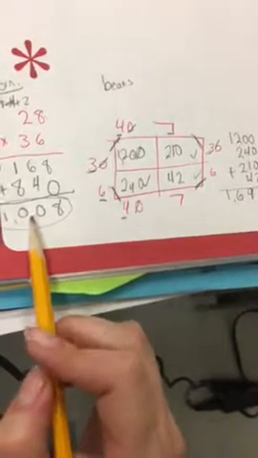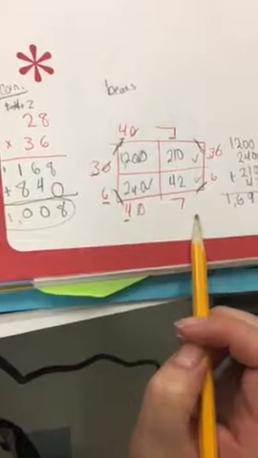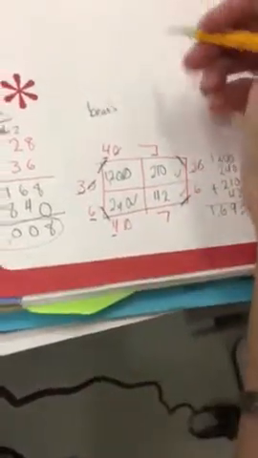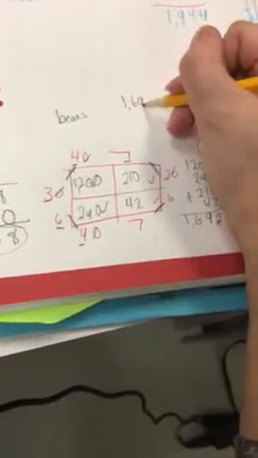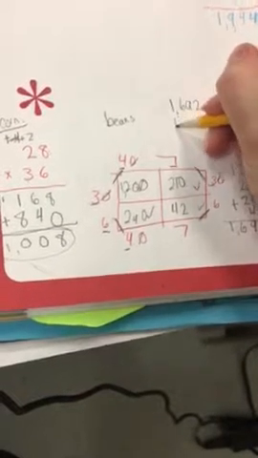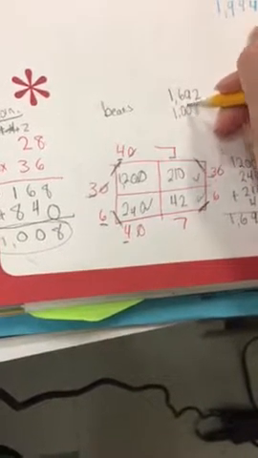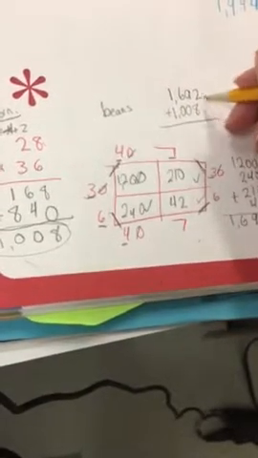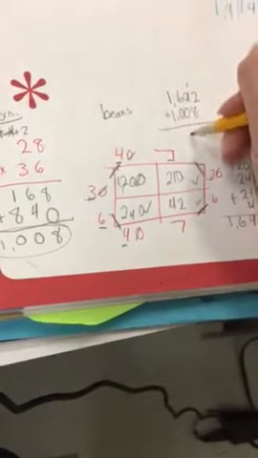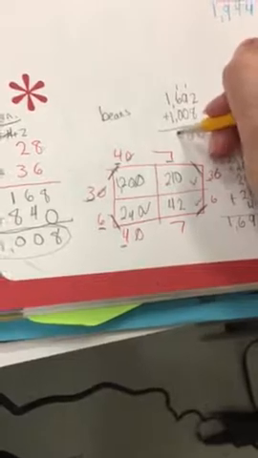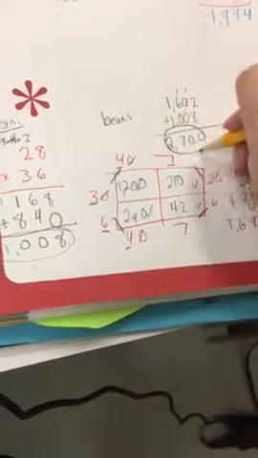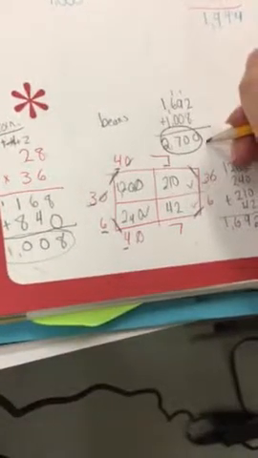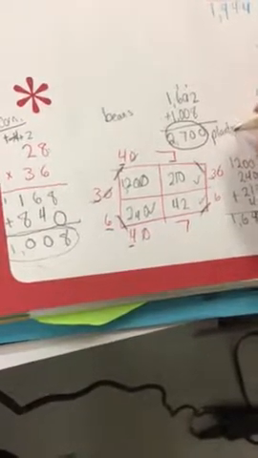Okay, so these 2 need added together because the final question was how many did he plant in all? 1,692 bean plants and 1,008 corn plants. 2 plus 8 is 10, 9 plus 1 is 10, 6 plus 1 is 7, and 1 plus 1 is 2. So 2,700 plants in all. That's all.